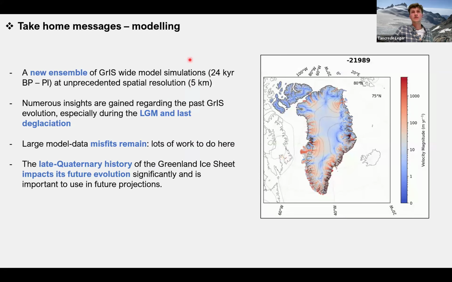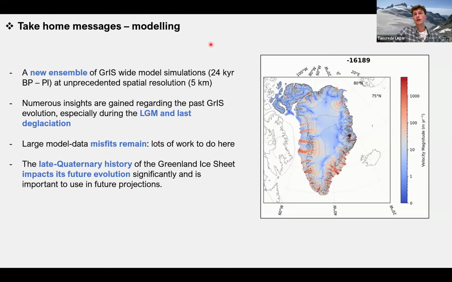Okay, so take-home messages. I hope I haven't been too long on this modeling second part of the talk. We have a new ensemble of ice sheet-wide simulations from 24,000 years ago to the pre-industrial era at an unprecedented spatial resolution of 5 kilometers, at least for this type of simulations. There are numerous insights that we can gain from this experiment. I've only listed a few here in the interest of time, but the list goes on.